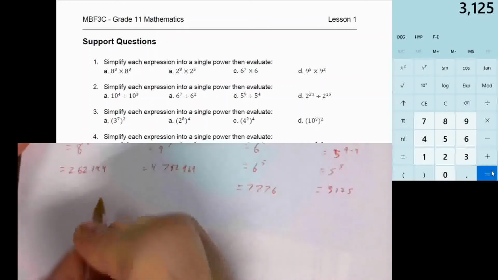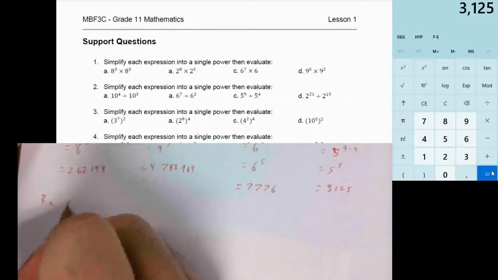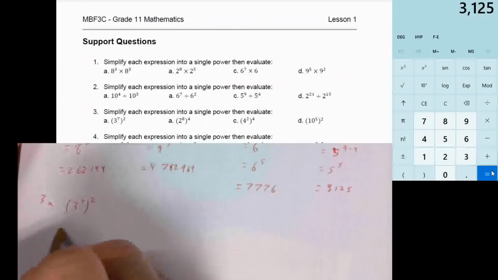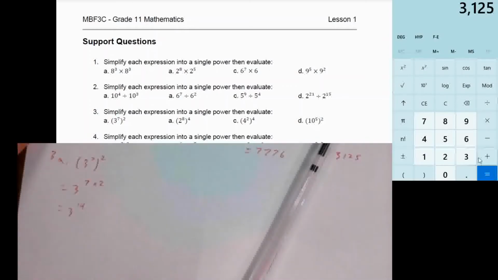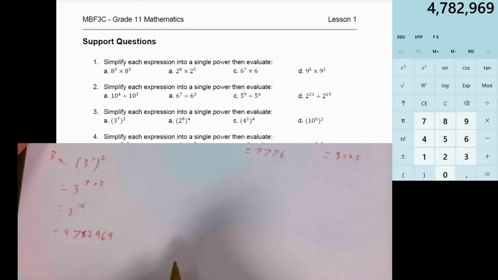I'll do one of these power to a power questions. So we'll do 3A. 3 to the power of 7 to the power of 2 is the same as 3 to the power of 7 times 2, which is the same as 3 to the power of 14. So this is going to be a very big number. 3 to the power of 14 gets me 4,782,969. Same answer as 1D, actually.